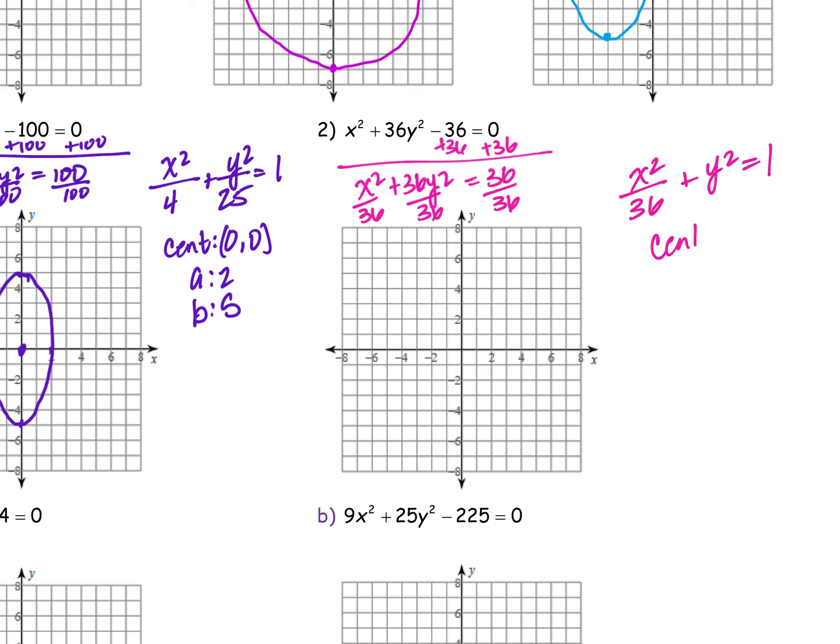So my center should still be at 0, 0. A is going to be 6, and B is going to be 1. So I should get 0, 0, and then go to 6, and 6, and 1, and 1. And then it's going to kind of look like... Oh, I so didn't mark 1 there. 1, not 2. Okay, questions? It's okay? Awesome. Do the next 2.